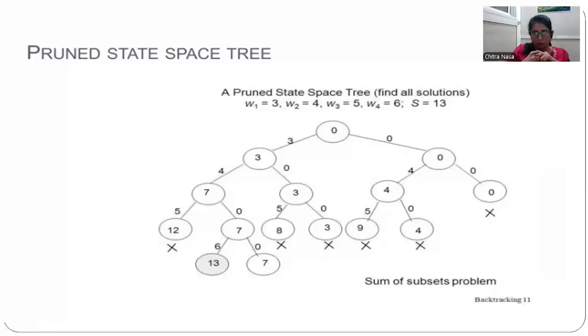So what will be the two possibilities? Either I am excluding item 4 or I am adding item 4. If I am adding item 4, then it will be 12 plus 6, that will be 18. That will exceed my targeted value. My targeted value is 13 here. So we will put a cross over it. It's a non-promising node.